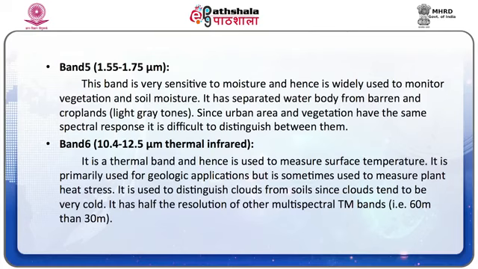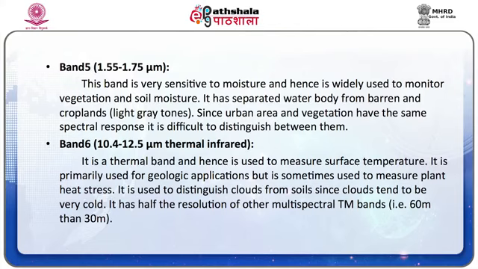Band 6, which ranges between 10.4 to 12.5 micrometers, is the thermal infrared band. It is a thermal band and hence is used to measure surface temperature. It is primarily used for geologic applications but is sometimes used to measure plant heat stress. It is used to distinguish clouds from soils since clouds tend to be very cold. It has half the resolution of the other multispectral TM bands.